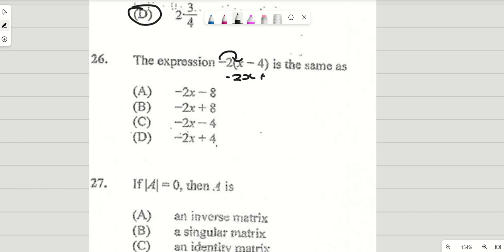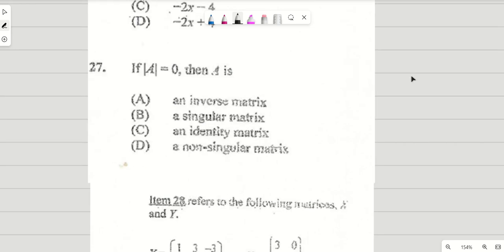Minus and a minus are a plus, and then you multiply 2 by 4 is 8. So your answer would be B. Right, this is the next one. If your determinant, once you see this little thing, it means your determinant is equal to 0, it is a singular matrix. If it is equal to 1, then it is identity matrix, okay?